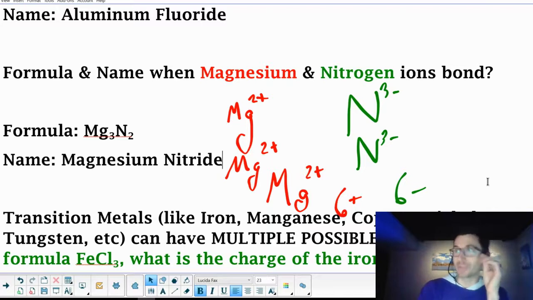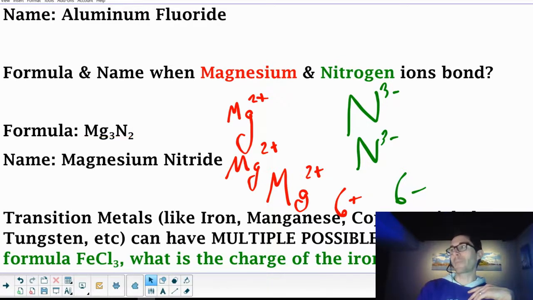The easiest ones are when it's like +2 -2 or +1 -1 because they already cancel out. That's why NaCl is so common and so nice. Sodium's a +1, chlorine's a -1. NaCl, sodium chloride.